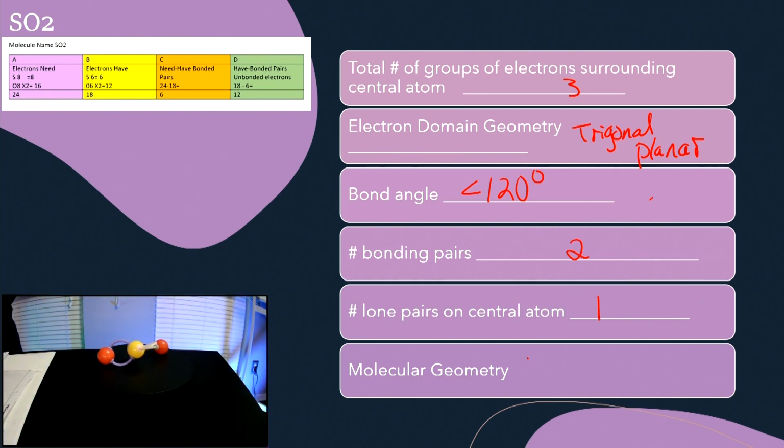So when we have a lone pair, our molecular geometry is going to be different than our electron domain geometry. The name given to this is angular or bent. A-N-G-U-L-A-R. So that is a molecule of sulfur dioxide.